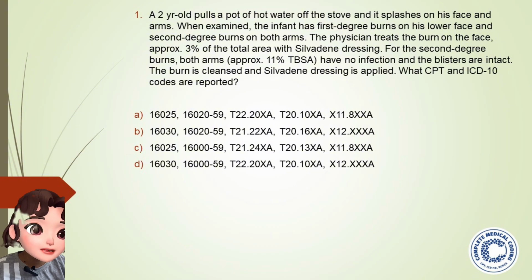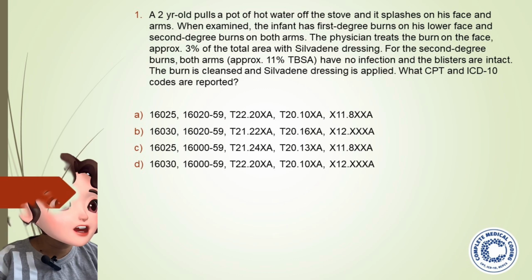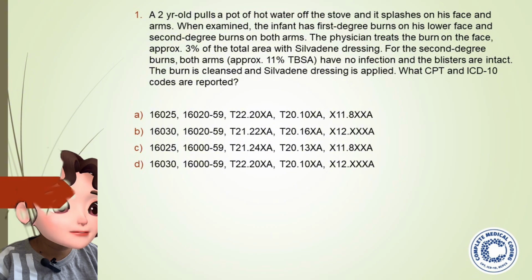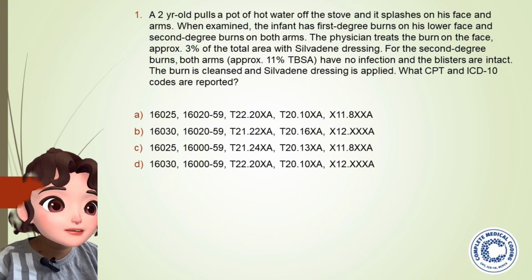We can go to the next X code. Let's try with all the X codes. Anyway, we got both the T codes, T22.20XA and T20.10XA. Now we can find out the X codes, because for this hot water we have to code how it happened. So what is the next one? X12.XXXA. It represents contact with other hot fluids, initial encounter.